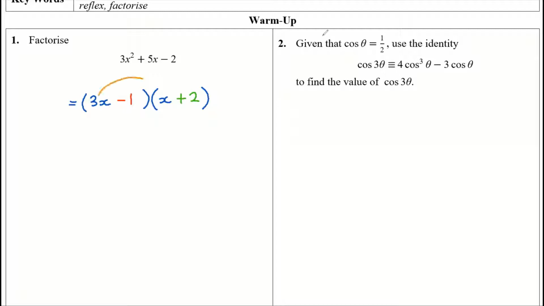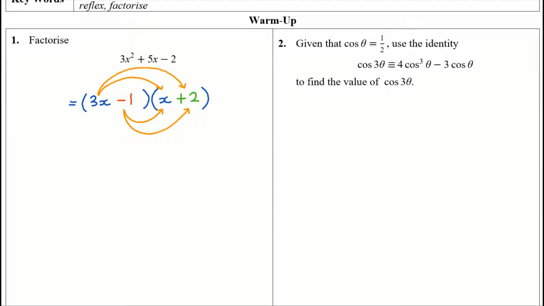All right, and if you have time, obviously just do a quick check, make sure you've got that right. So if we do 3x multiplied by x, that's of course 3x squared. This will give me plus 6x, a negative x there, and the negative 2. So it all seems to check out. So I've just used the lobster claw method there. And moving on to question 2, we're given that cos theta is, of course, a half. All right, so that's a fixed value.